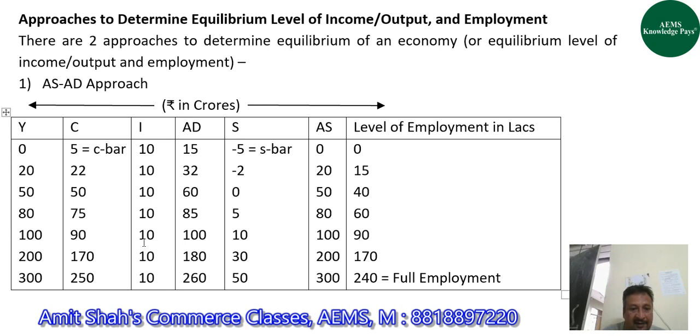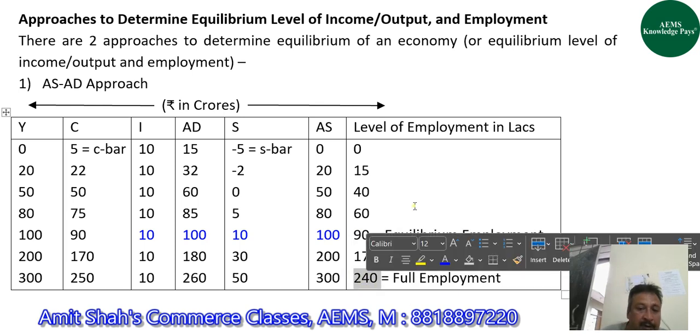But the economy is reaching equilibrium when its AD is equal to AS here, or S is equal to I here. So the equilibrium level of income of the economy is 100 crores. Equilibrium level of output of the economy, that is output means aggregate supply, is also 100 crores. And equilibrium level of employment of the economy is 90 lakhs. You can see, guys, that the equilibrium employment is not full employment, because full employment would be there when all 240 lakh workforce gets a job.